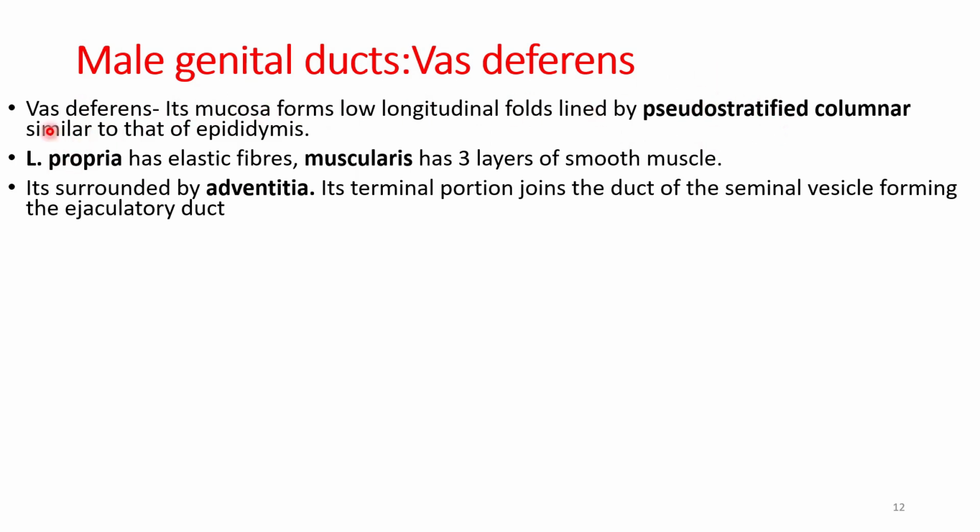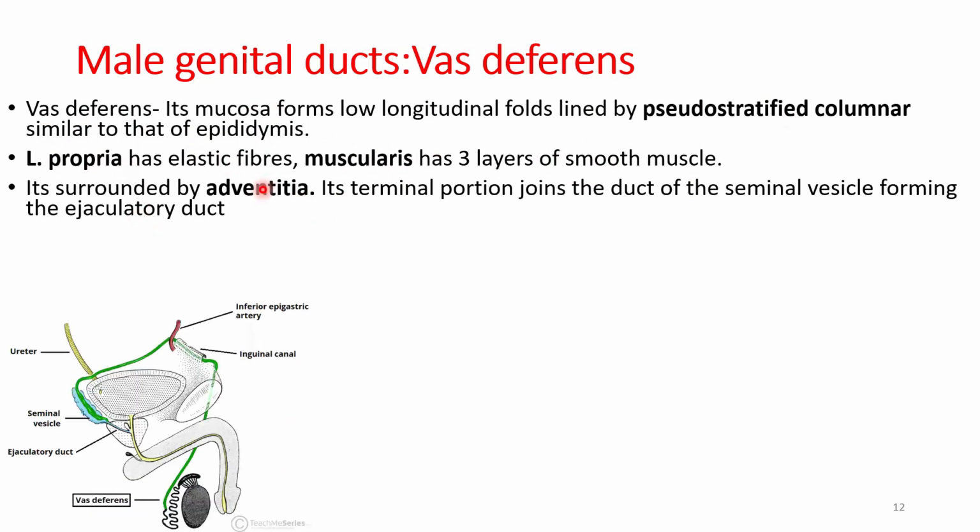Then it will also contain a lamina propria, which has elastic fibers. It will have a muscular part, the muscularis, that will have 3 layers of smooth muscle, and then it will be surrounded by adventitia. So this is what we're talking about. Here we have the epididymis, and this is the vas deferens that we're talking about. The vas deferens joins the seminal vesicles to form the ejaculatory duct.